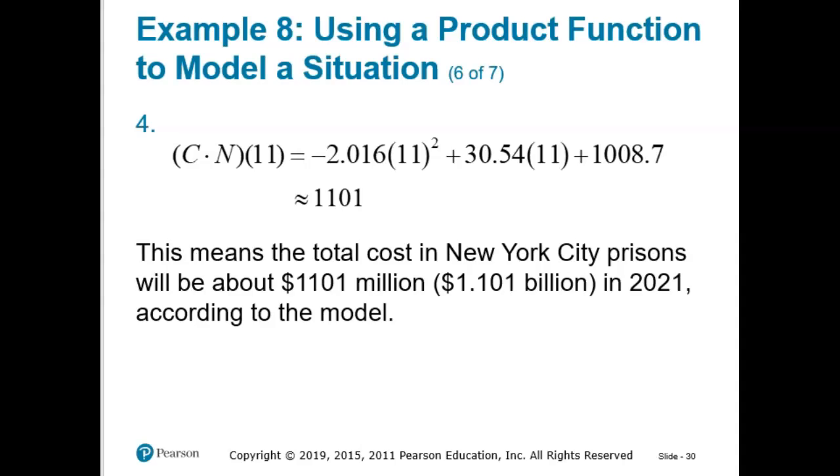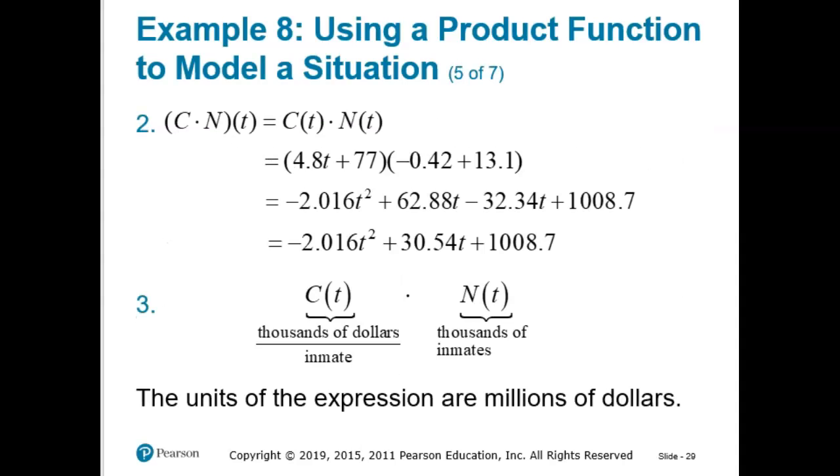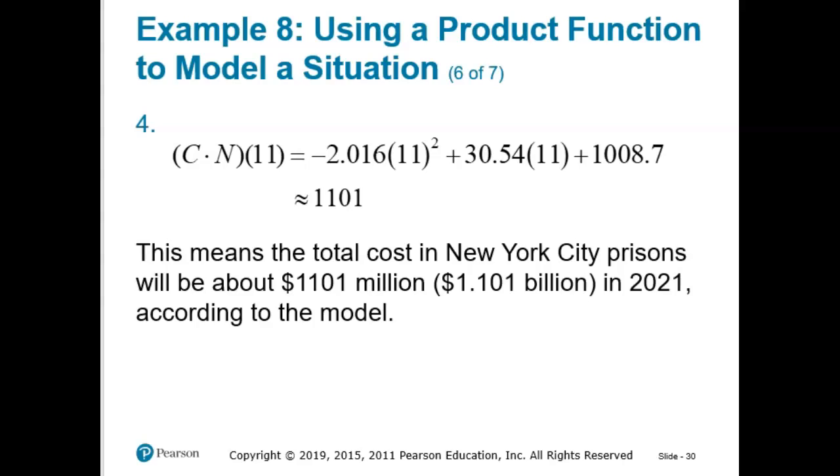When we actually multiply those two equations out, we end up with negative 2.016t squared plus 30.54t plus 1008.7. So when we evaluate that at 11, we see that it's approximately $1,101 million. And that is 11 years since 2010, or in 2021. So this means that the total cost of New York City prisons will be about $1 billion in 2021, according to our model.